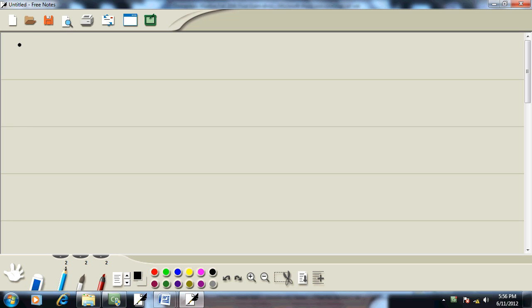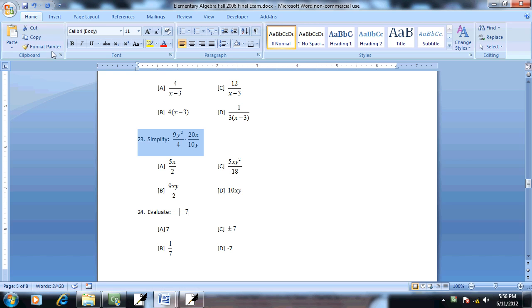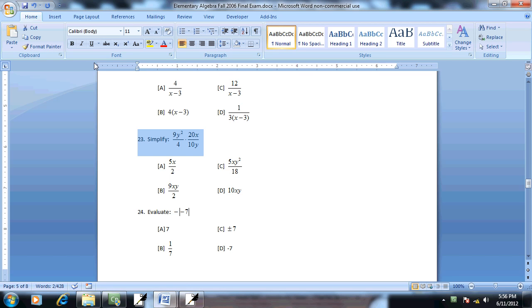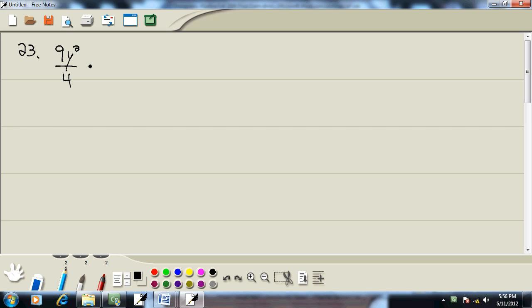This is actually more of what you saw earlier. 9y squared over 4 times 20x over 10y. And maybe this wasn't even meant to be a multiply rational expression. Sometimes the ones they put on there are pretty simple, just because anything complex gets too much for a final.